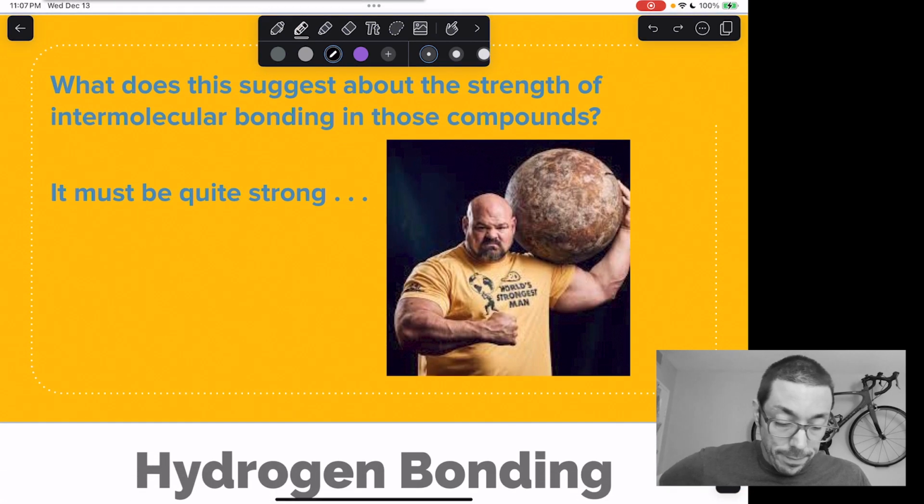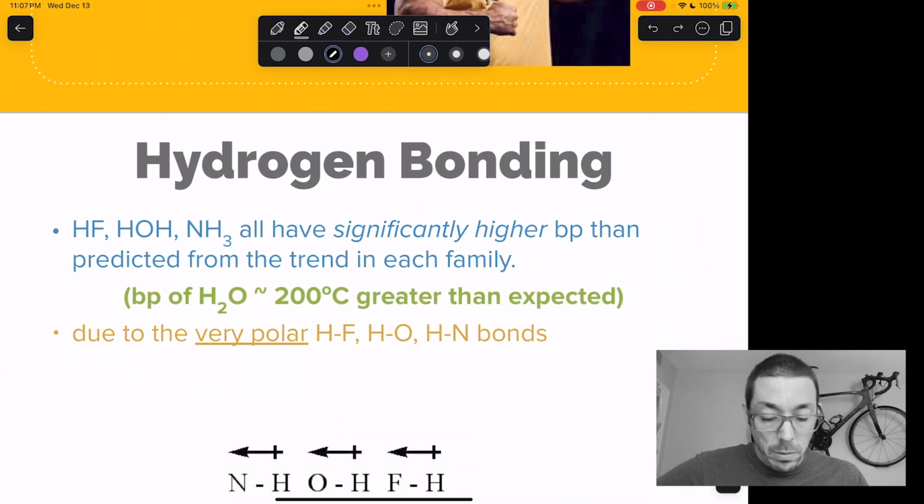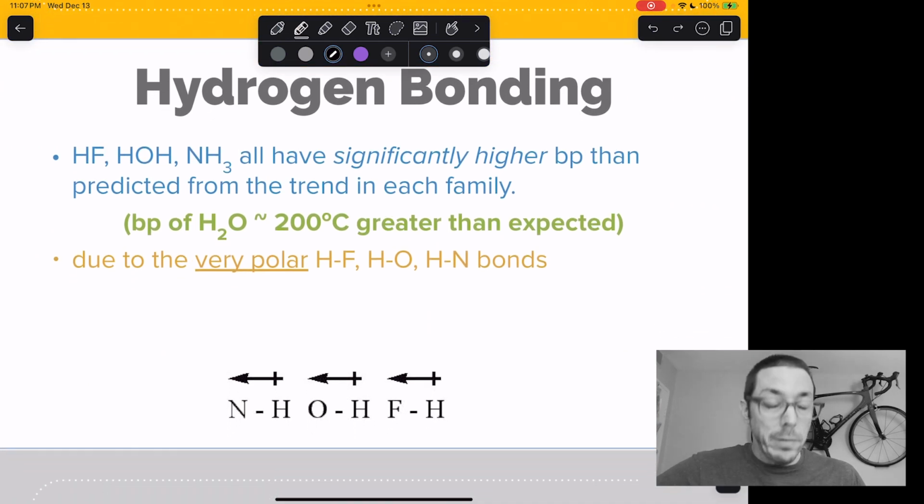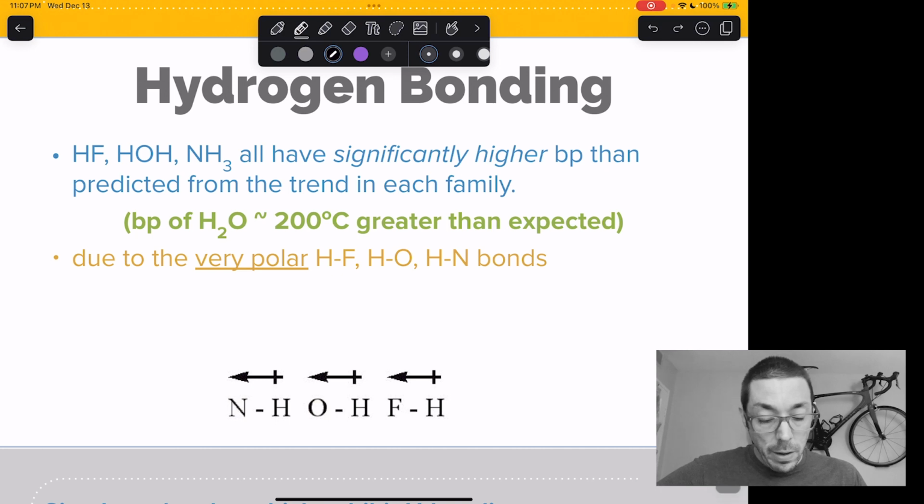So, what is hydrogen bonding? Well, it's the strongest intermolecular force. In a sense, it is a dipole-dipole interaction as well, but it's a very special kind. These are very polar molecules. HF, HO, and HN bonds are very polar.